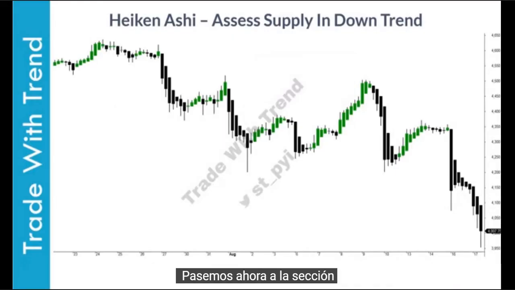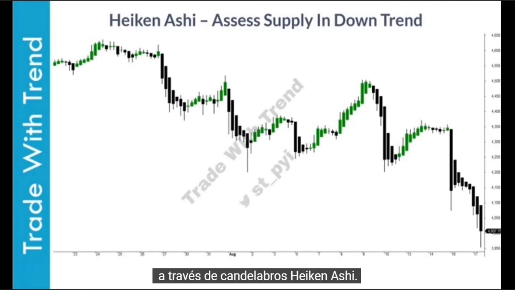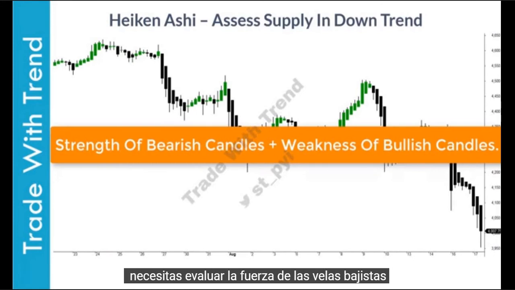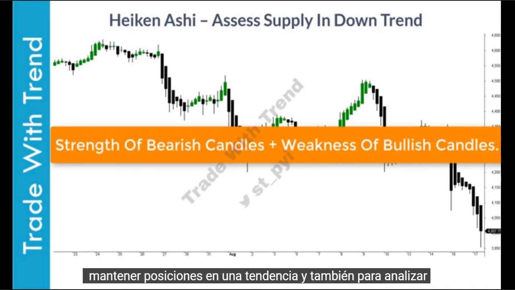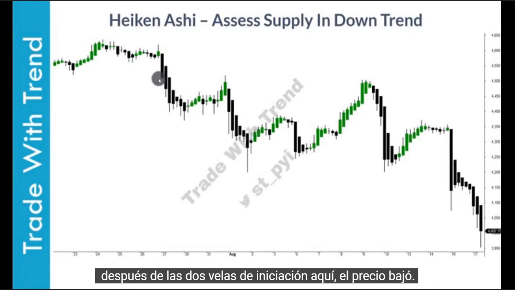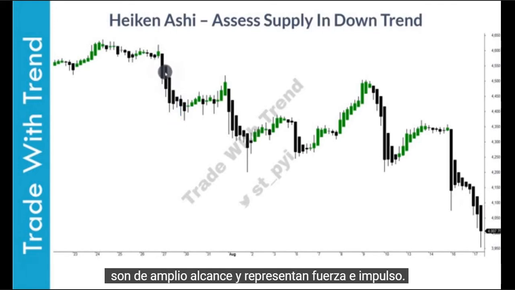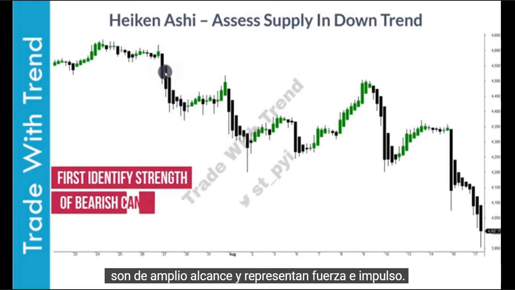So let us now come to the section of how to assess supply strength in downtrend through Heiken Ashi candlesticks. To assess strength of supply, you need to assess strength of bearish candles and weakness of bullish candles. Learning to assess this would help you holding positions in a trend and also to analyze underlying strength or weakness on the chart. If you look at this chart in front of you, after these two initiation candles here, price moved lower. Clearly these two candles that you see are wide range candles and represent strength and momentum.